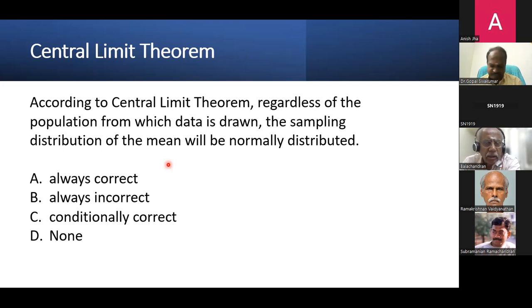Sir, I'll make a point here. All of you, please, one more. Conditionally correct. One more, I think. Most of the time it would not be correct. Conditionally correct is the correct answer.